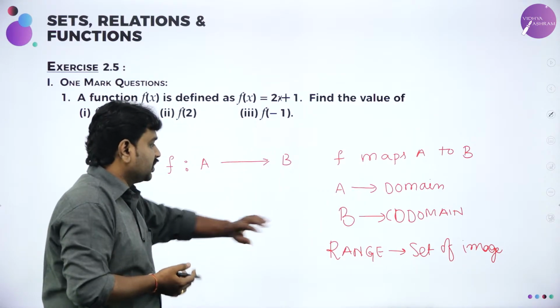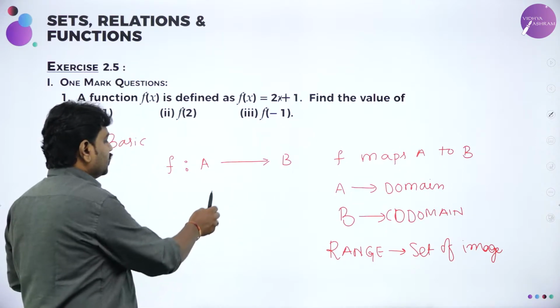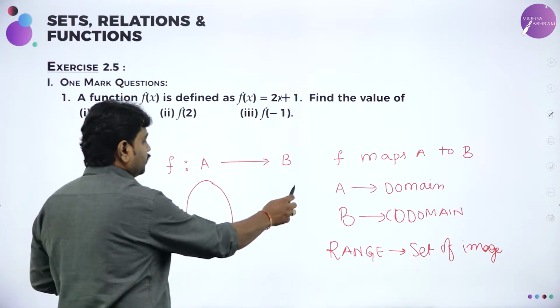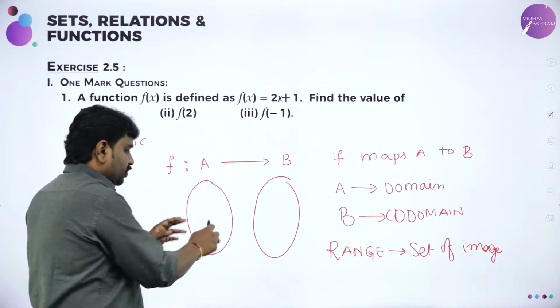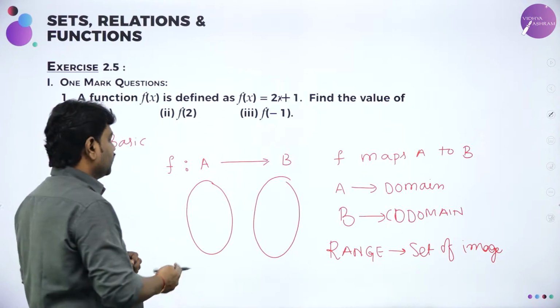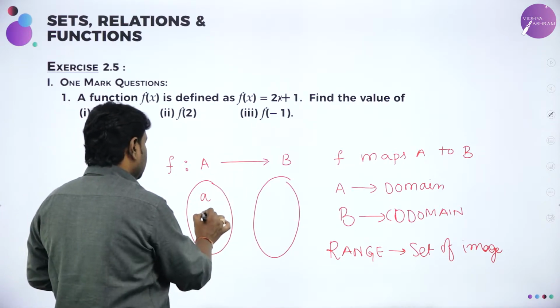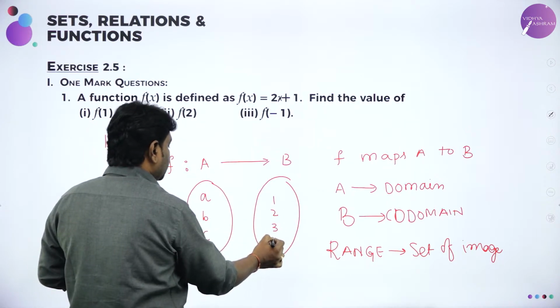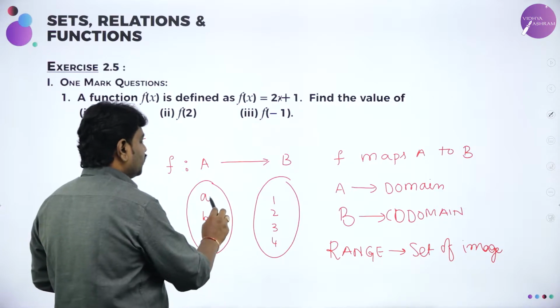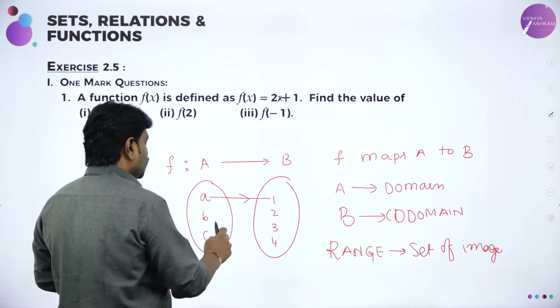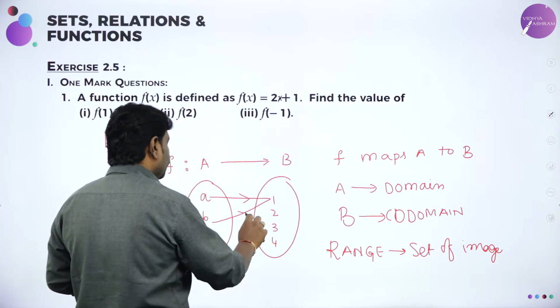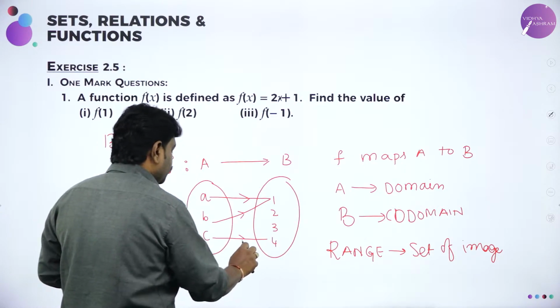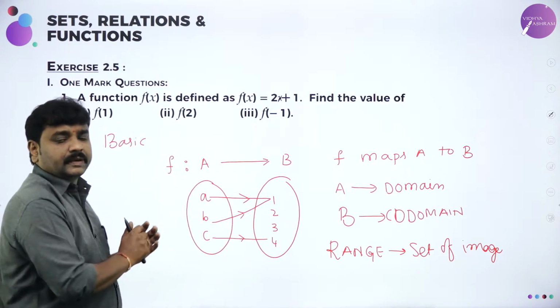To understand this better, we will take one ray diagram. So now I will take a ray diagram. Set A I am representing like this. Set B I am representing like this. I will take elements A, B, C, 1, 2, 3, 4. Now image of A is 1, suppose. Image of B is also 1. Image of C is 4. Now I have written a function.